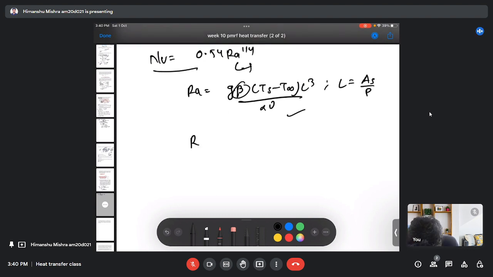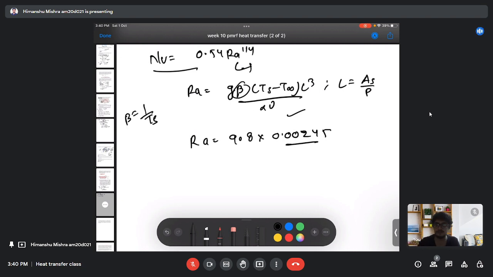So my Rayleigh number is given as follows, and this is my beta. Beta can be found as the inverse of the mean temperature.